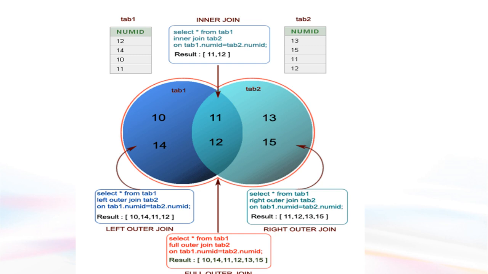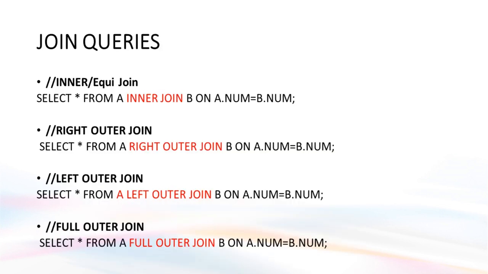Now come to the join queries. Basically, this is the one kind of notation we have: inner join, right outer join, left outer join, full outer join. These are the keywords. Red color highlighted are the keywords.